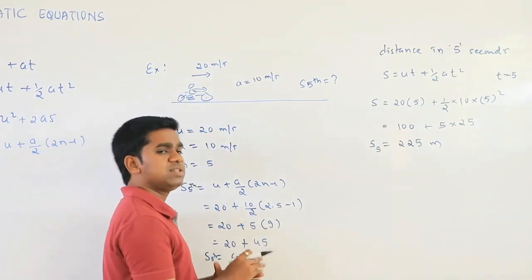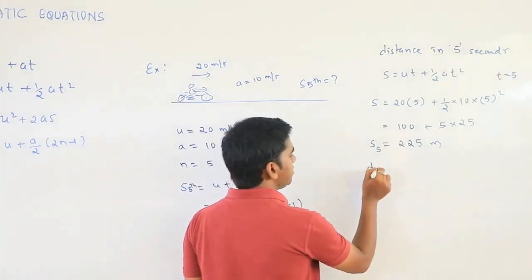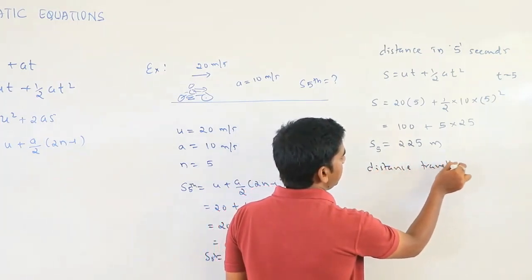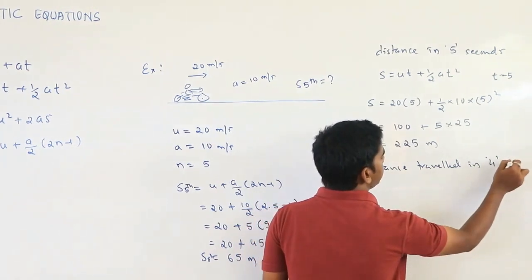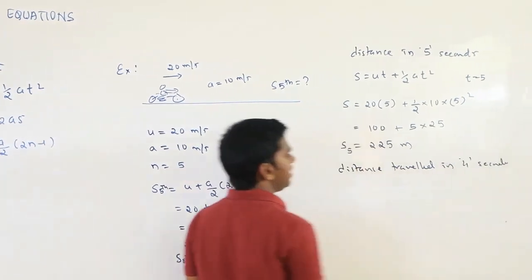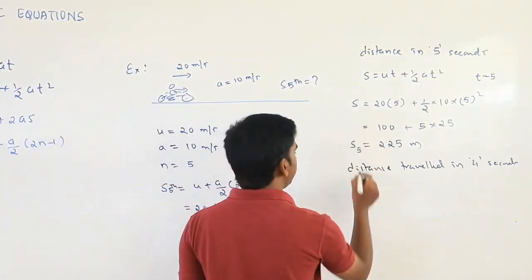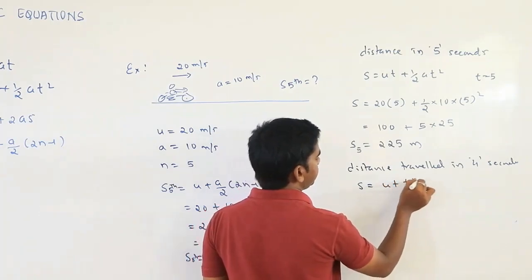Let me calculate the total distance traveled in 4 seconds, not in the fourth second. I am mentioning it properly, so take care of that. In 4 seconds, you can substitute, using this formula only: S equals ut plus half at square.